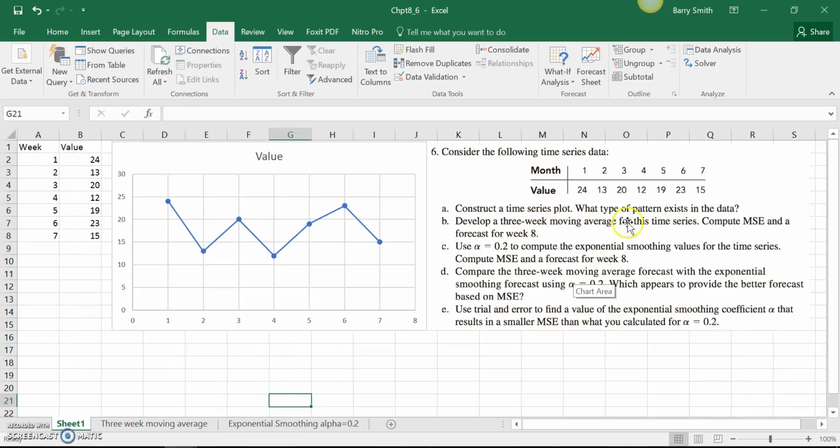All right, so going back to see what our next one is, we're supposed to go to alpha of 0.2. Now I noticed when I got back here, I forgot to mention what kind of pattern exists in the data. It's all bouncing back and forth across a horizontal line, so this would be a horizontal pattern. I forgot to mention that until I came back here and saw this.